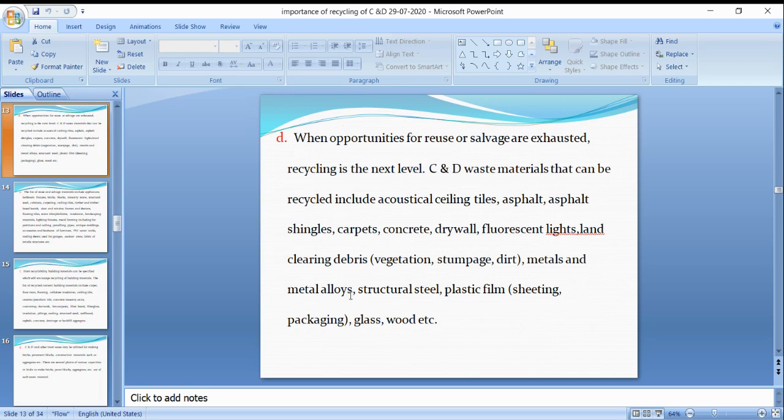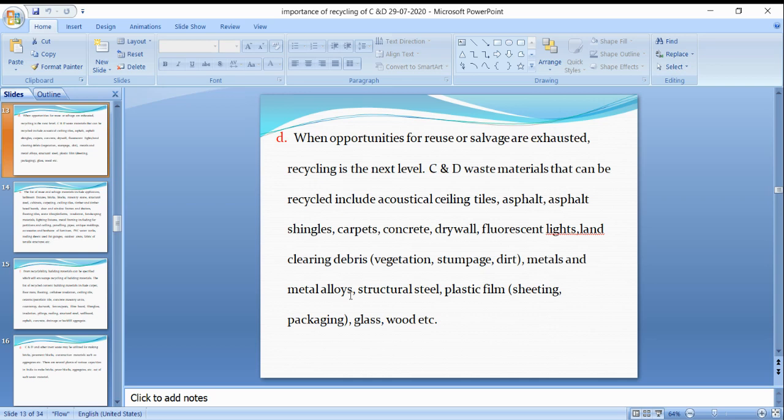So this is when opportunities for reuse or salvage are exhausted, recycling is the next level. So we have to think of reuse first, and when that is exhausted, recycling. We have to think about the reuse of the materials, so that afterward we can think about the recycling. So construction and demolition waste materials that can be recycled, including the acoustical ceiling tiles, asphalt shingles, carpets, and concrete.